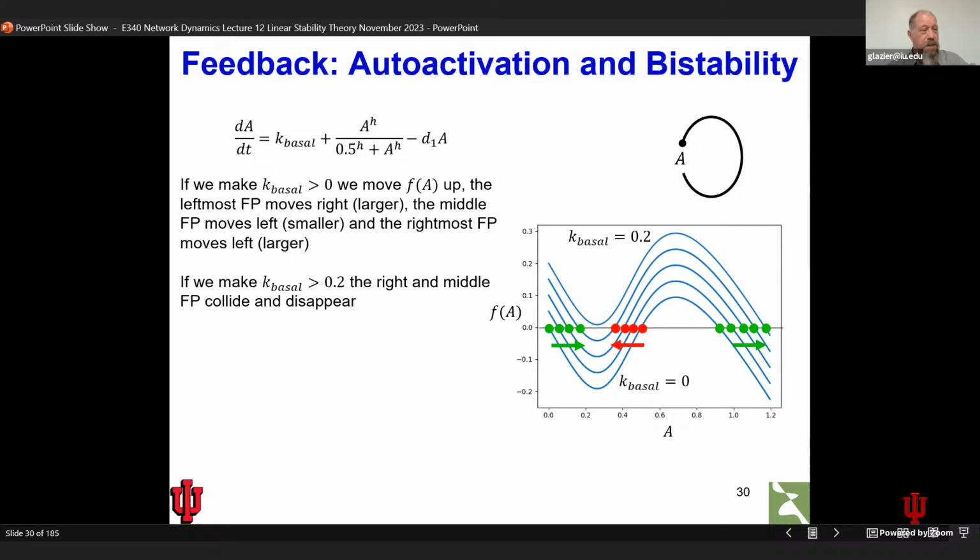I want people to look at this picture and imagine that blue line being slid up and down, and think about where those fixed points are moving, left or right, as I move it up and down.